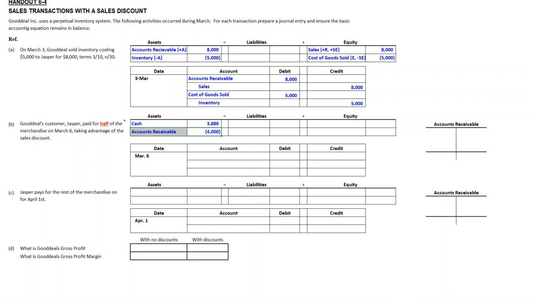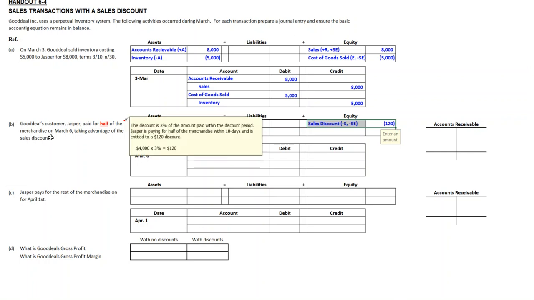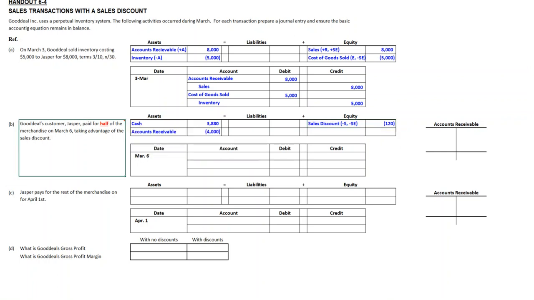So obviously with our accounting equation right now, debits don't equal credits. So we need to credit an equity account. We will credit sales discount, a contra account to sales. In other words, we're really pretending that we didn't have $4,000 worth of sales. We had $3,880 worth of sales, at least as it relates to this half of the sales.